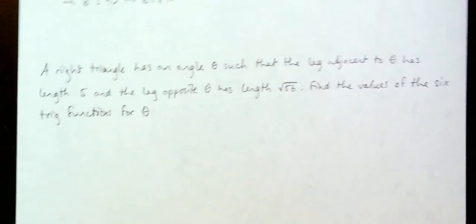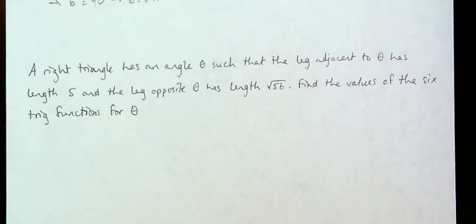One more here, same type of thing. A right triangle has an angle theta such that the leg which is adjacent to theta has length 5, and the leg opposite theta has length the square root of 56. Find the values of the 6 trig functions for theta once again.